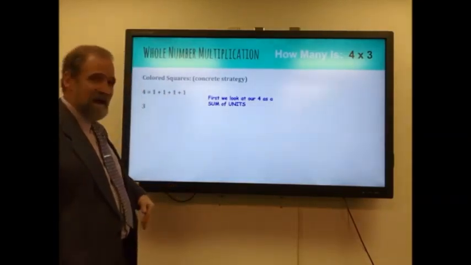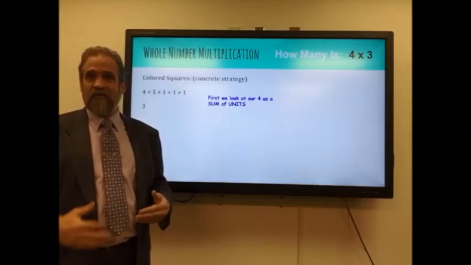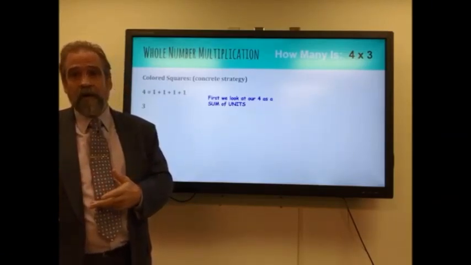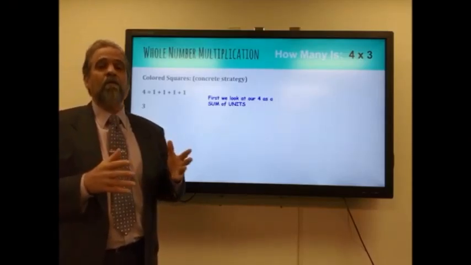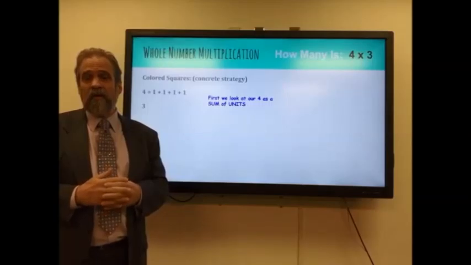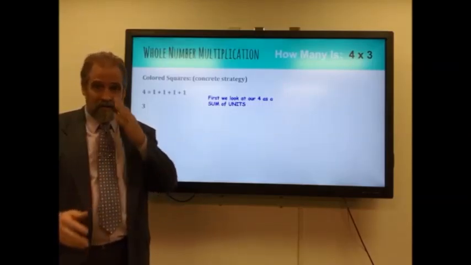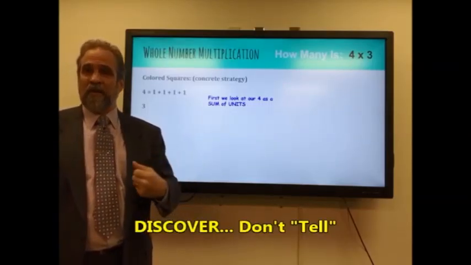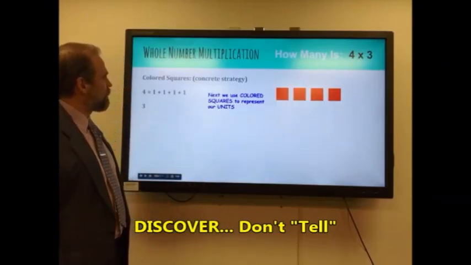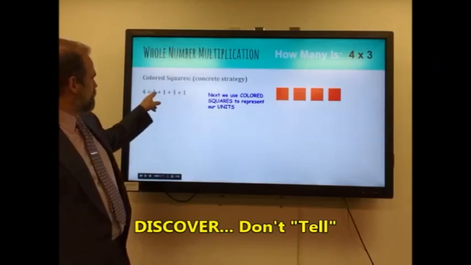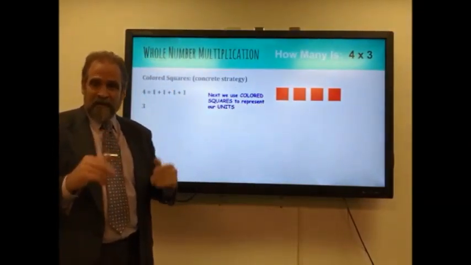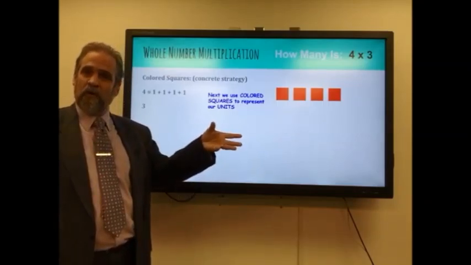So 4 times 3, I could look at that as 4 appearing 3 times, or 3 appearing 4 times. It depends on which way I read it, and we'll talk about why we can read it in any direction. In fact, we'll discover, because maybe we can't. Let's discover together. So there are 4 colored squares. 1, 2, 3, 4. 4 units makes a 4, right? I could squeeze them together and it would become a strip diagram. I've got 4 colored squares.